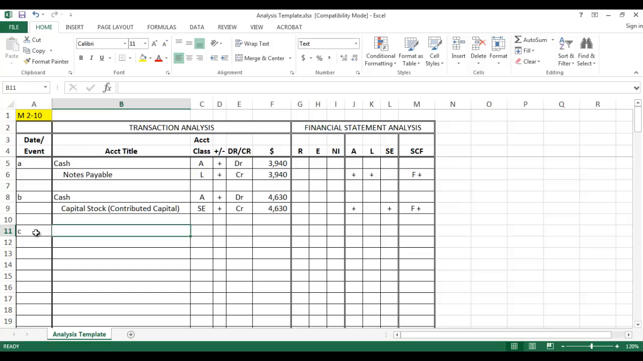If we take a look at letter C, it says we purchased $1,000 in equipment, paying $200 cash, and promising the rest on a note due in 1 year. So based on that description, we know we have 3 accounts to worry about.